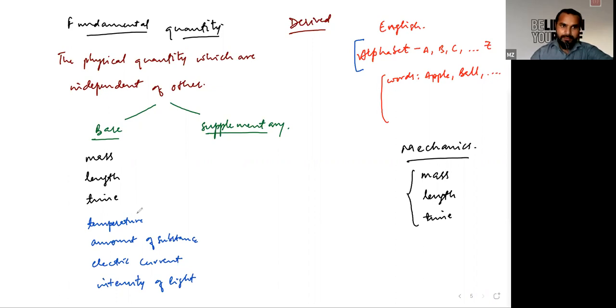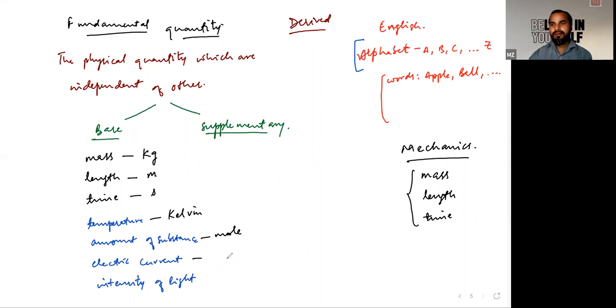For these base fundamental quantities, we define some units for their measurement. For mass, the SI unit is kilogram. Next, for length, it is meter. Similarly, for time, second. Temperature, Celsius, no, it's Kelvin, so sorry. Amount of substance is in terms of mole. Electric current, joule, I.